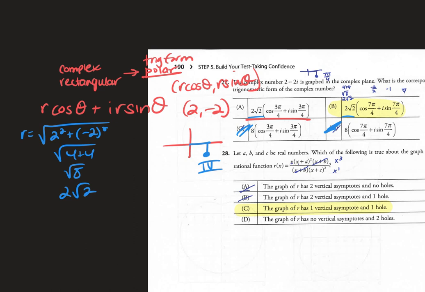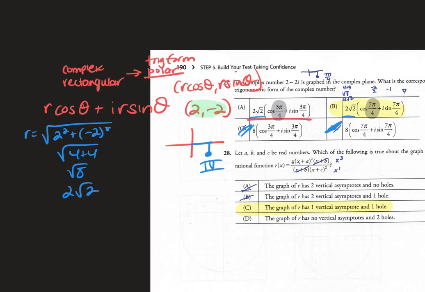Then I have to figure out which angle it is. Look at my choices. I already said it's in the fourth quadrant. And 3 pi over 4 is in the second quadrant, and 7 pi over 4 is in the fourth quadrant. How do you know it's fourth quadrant? Because my coordinate point is 2, negative 2. So you go to the right, but you go down. So just that alone gives you B.